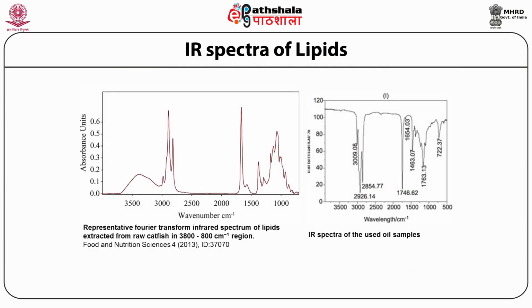The IR spectra of lipids: you can see here the representative Fourier transform IR spectra of lipid extracted from the rock catfish, giving a peak in the 3800 and 800 centimeter region, and this is the IR spectra of the used oil sample, having characteristic peaks at different wave numbers.